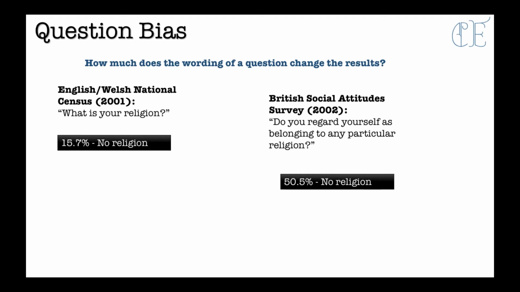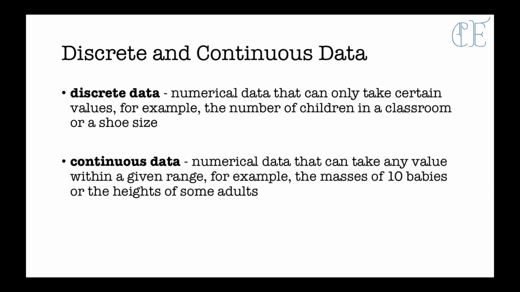Now, in 2001, there was an English and Welsh national census. Okay, and in 2001, the question was, what is your religion? And 15.7% of people responded, no religion. However, in the British Social Attitudes Survey of 2002, the question was worded, do you regard yourself as belonging to any particular religion? And in this survey, 50.5% of people responded as having no religion. So it depends on how you ask the question as to what your response may be and how reliable your data is. Now, here are some key terms that you must know, so please make sure you take some notes.